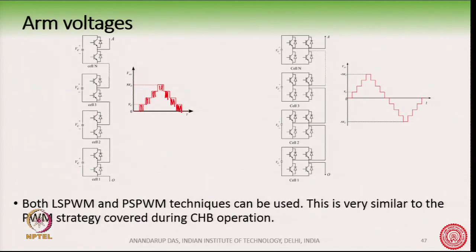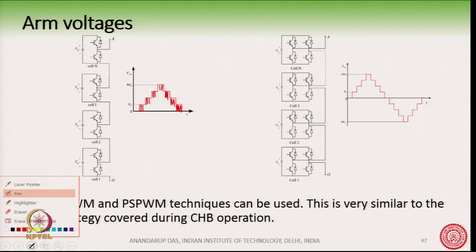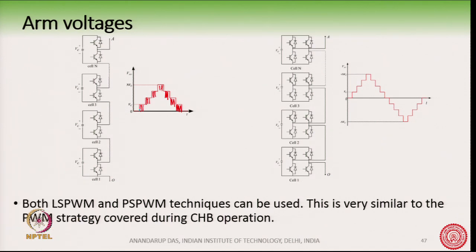Okay. So, the reference voltage, for example, is this. This is the reference voltage. Okay. The reference voltage lies here. Okay. So, this is the actual arm voltage. The actual arm voltage has the PWM pulses on the waveform itself.